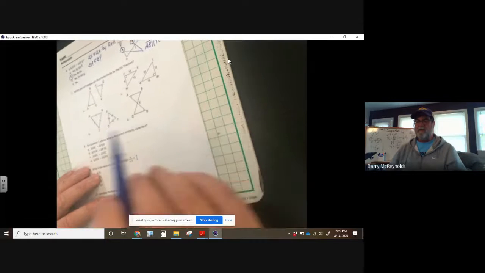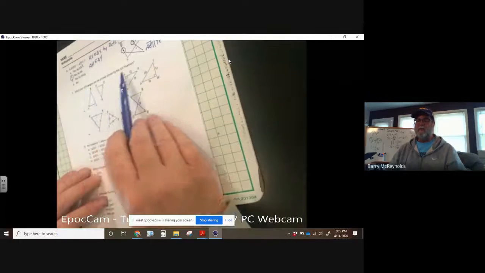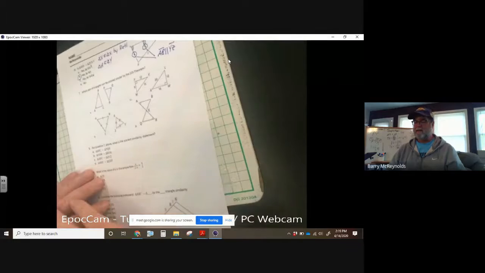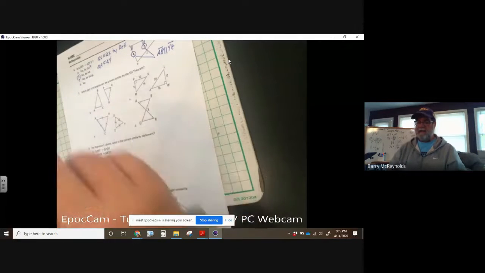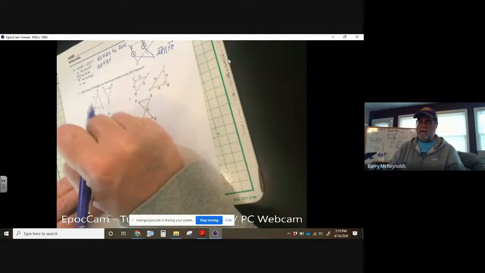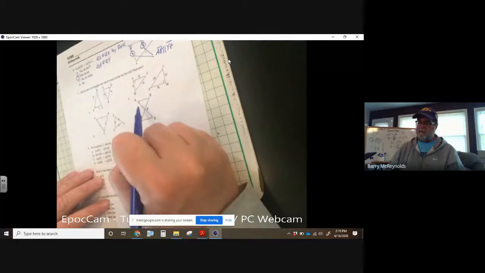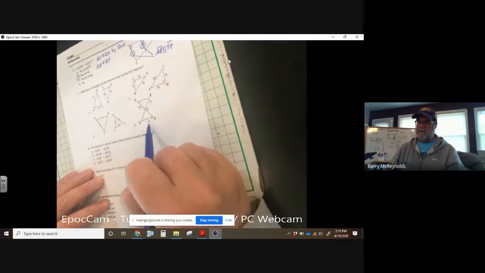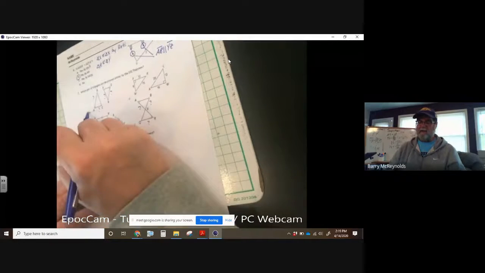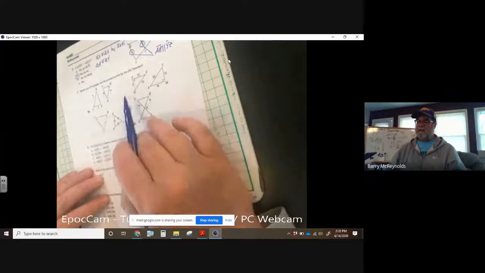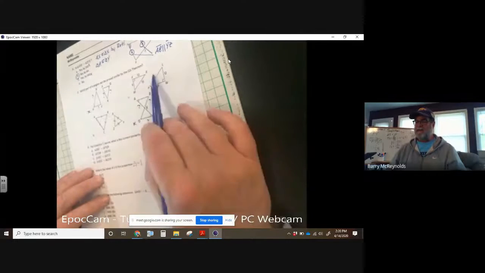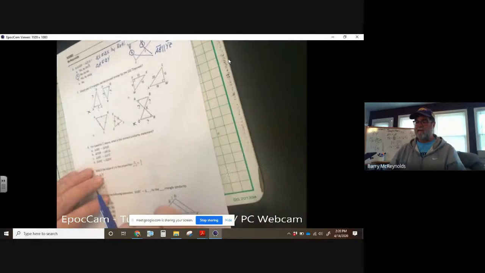Let's look down at number 7. Which pair of triangles can be proved similar by the side-side-side theorem? Well, if I look at A and D, I don't know anything about the lengths of any of the sides, so I can't use that for that one. So let's look at C. I do know something about all the lengths of the sides for C.